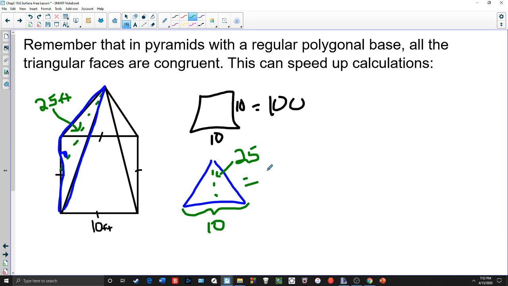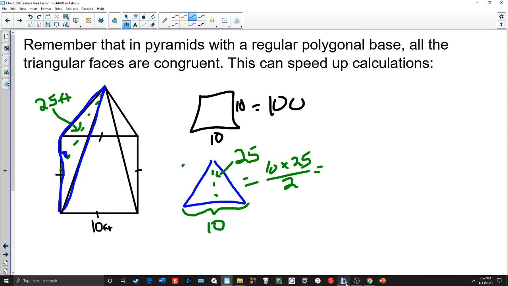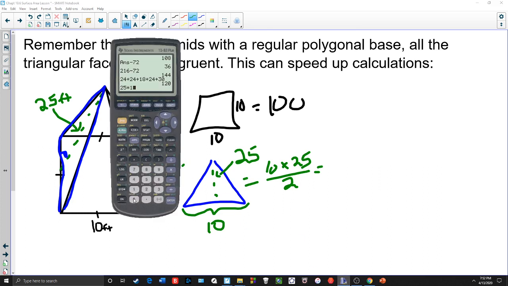So the area of this triangle is, once again, base times height divided by 2. So if we do 25 times 10 divided by 2, we get 250 divided by 2, we get 125.